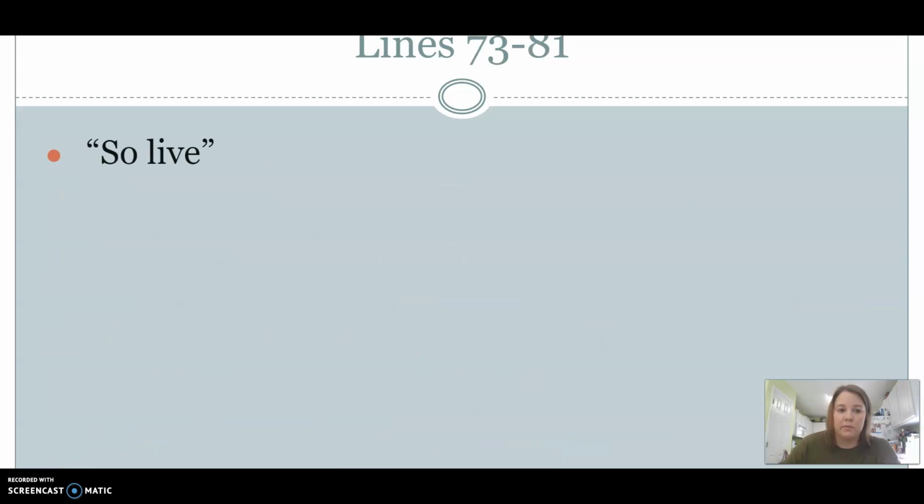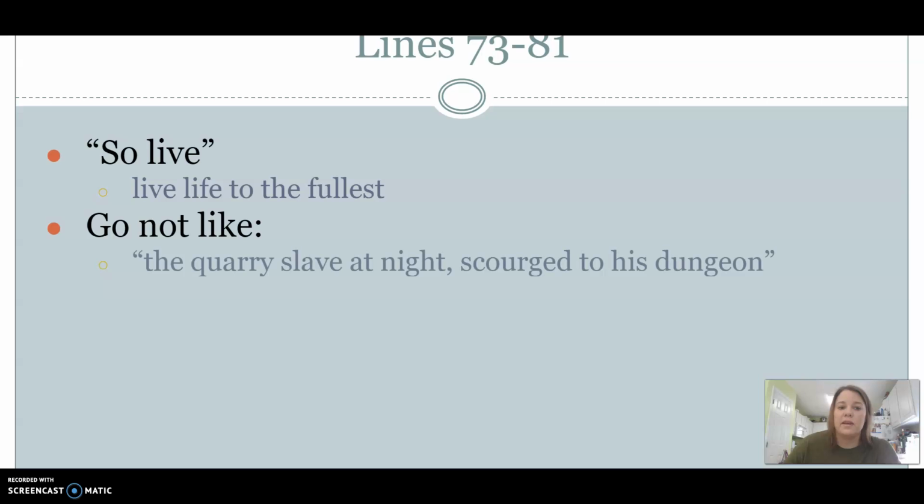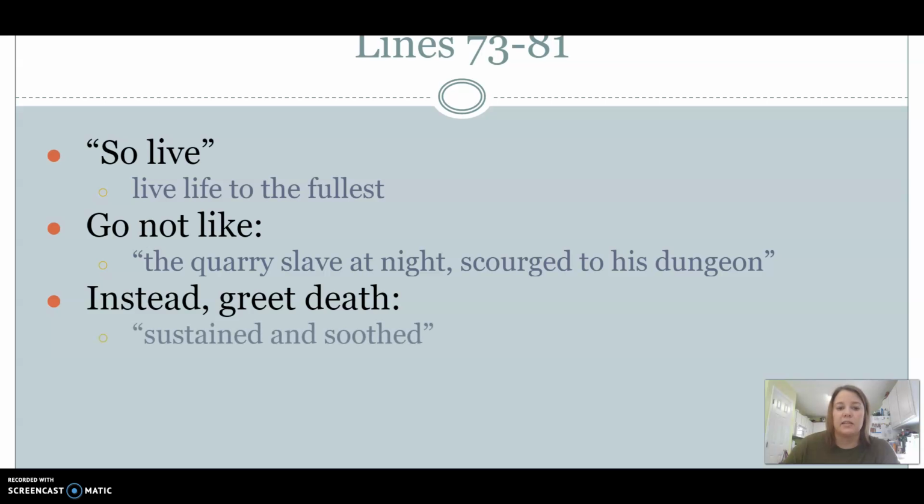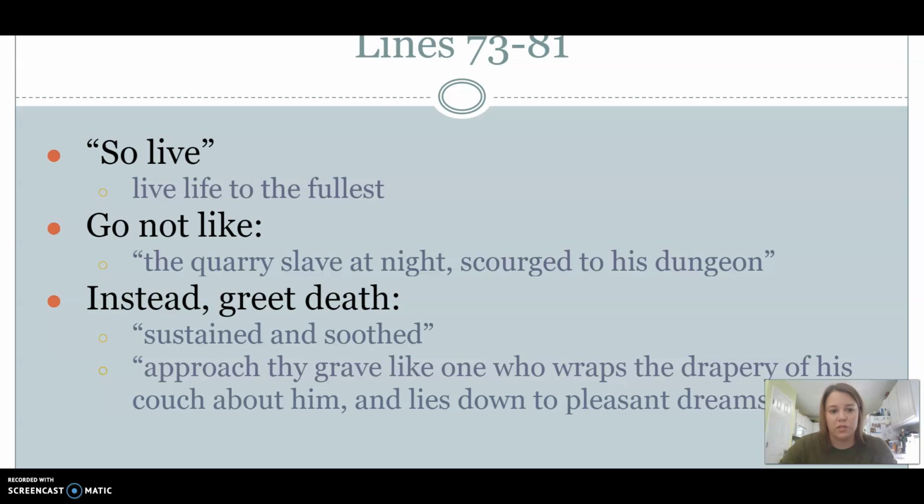The very end of the poem, he gives us some advice. He tells us to live. So live, he says. Basically, live life to the fullest. Carpe diem. He says, go not like the quarry slave at night, scourged to his dungeon, but instead with this knowledge we should greet death sustained and soothed, and approach thy grave like one who wraps the drapery of his couch about him and lies down to pleasant dreams.